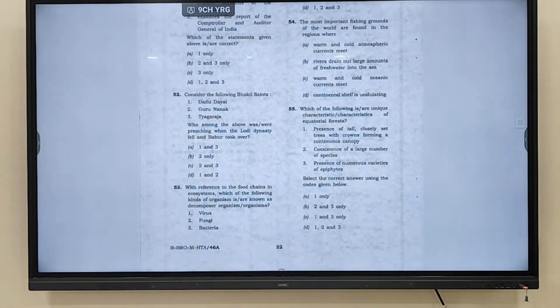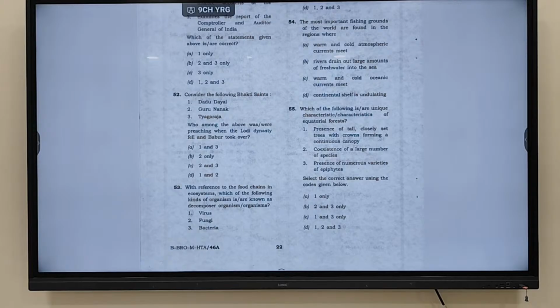Now, can you answer this, 55? Option D. Yes, all three are correct. Presence of tall trees with dense canopy, that we have discussed, is a characteristic. Second, we discussed species diversity is very high. A large number of species you can find, so that is also correct.